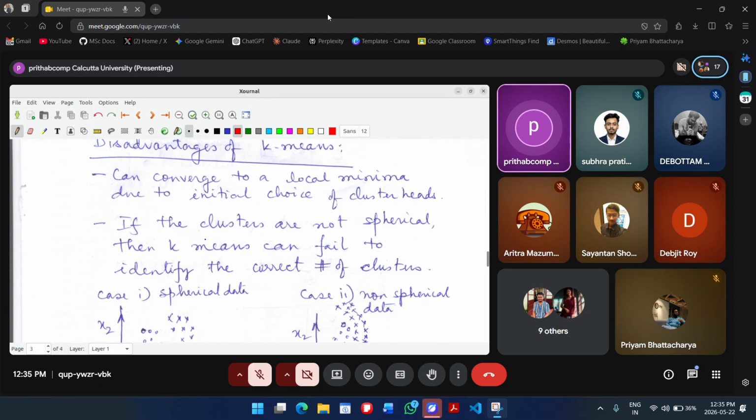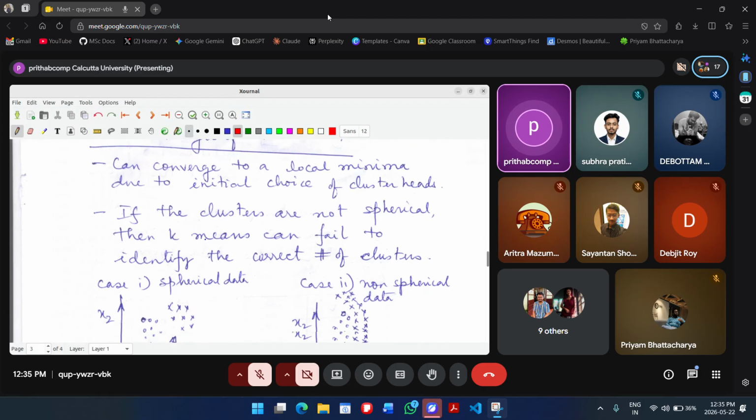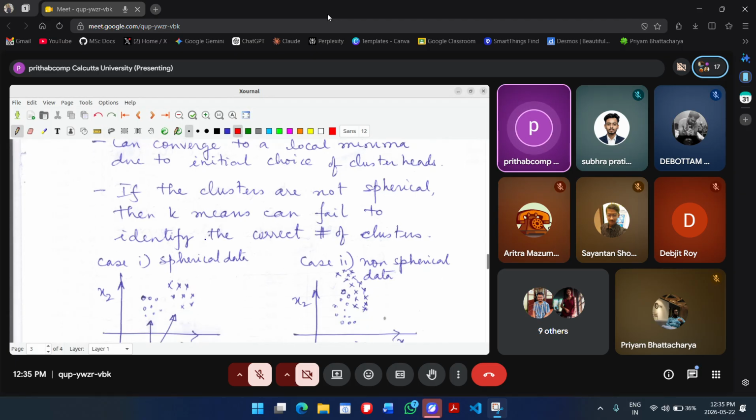So the disadvantages of k-means: it can converge to a local minimum. Obviously, that problem is still there due to the initial choice of cluster heads. Depending on your choice, it may run for long. Another thing is that if the clusters are not spherical, then k-means can fail to identify the correct number of clusters. So what is the meaning of spherical?